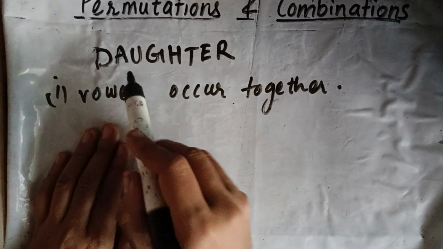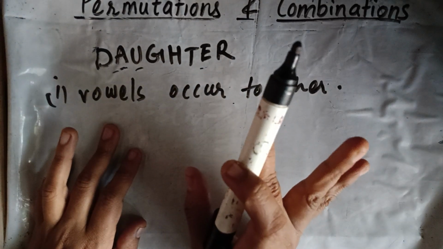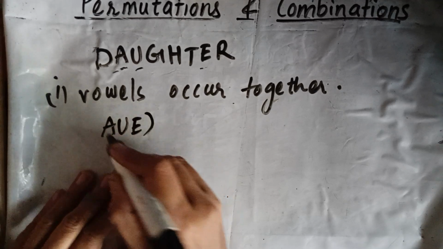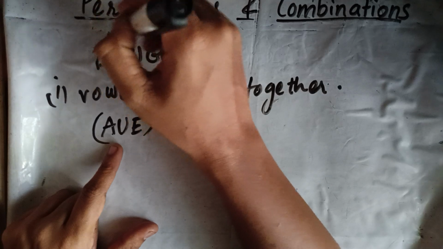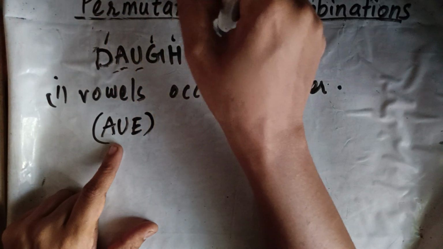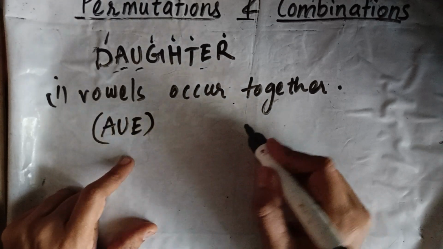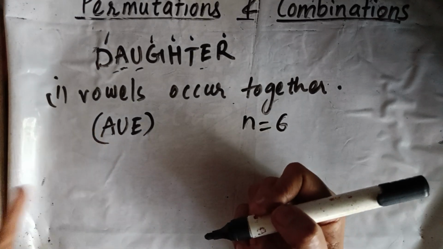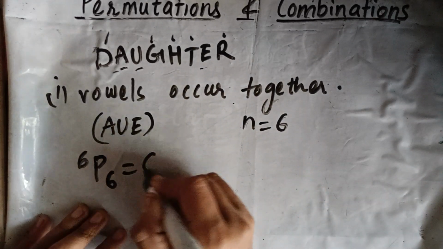How many vowels are there? A, U and E, 3 vowels are there. So we are taking these vowels together and this is one letter. Remaining letters are 1, 2, 3, 4, 5. 5 letters are there. So total number of letters will be 6 letters. So the permutation will be 6P6, that is 6 factorial.